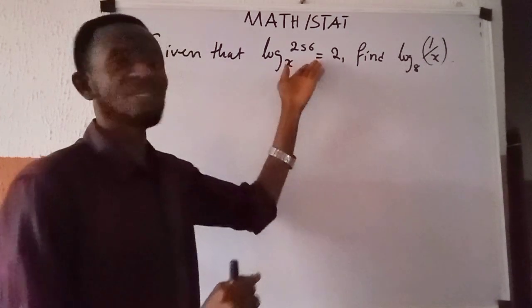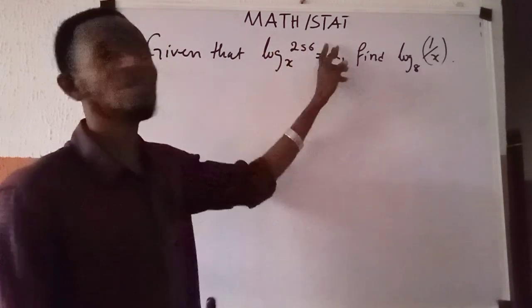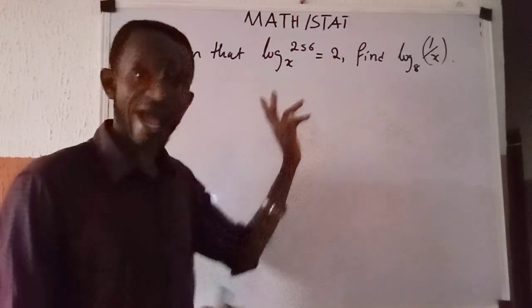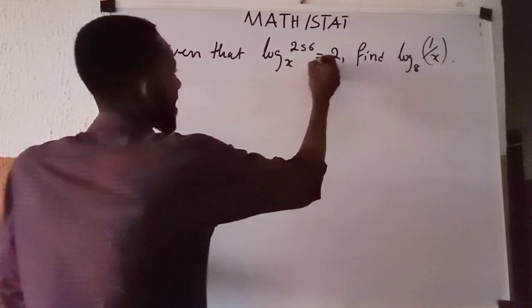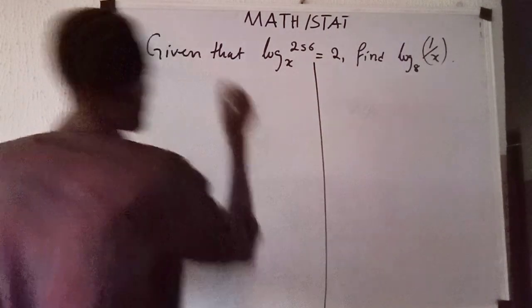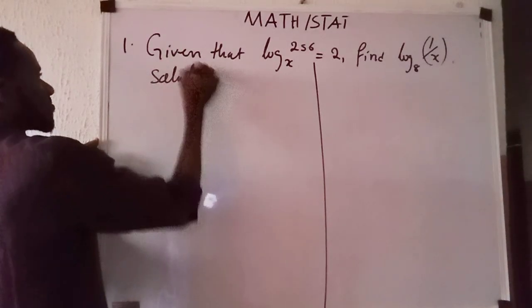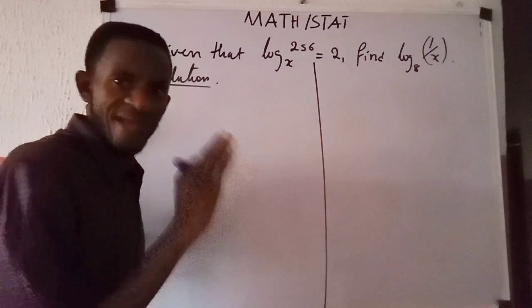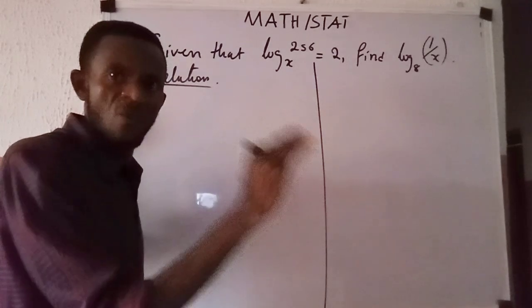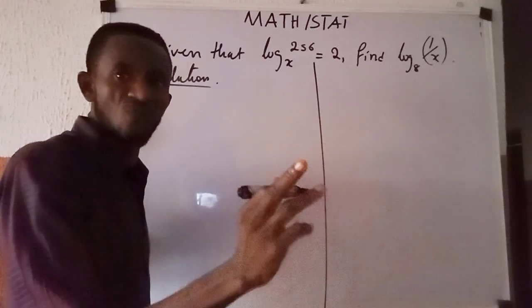And how do we do this? What we do here is to quickly change this logarithm into indices. And as a way of solution, see what I'm going to do. Let me divide this board into 2. So I have solution. In logarithms of numbers, when you are given a log in this way or format, and you are asked to convert it into indices, watch what you do.